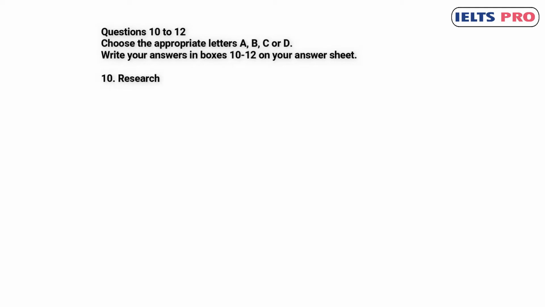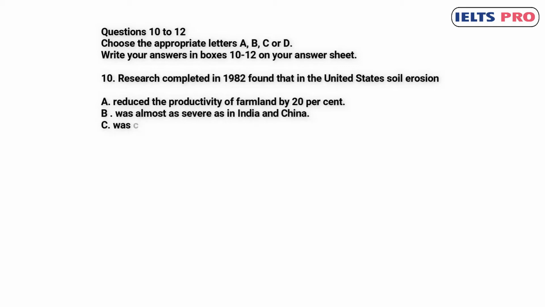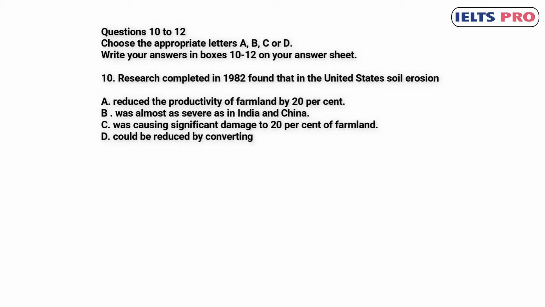10. Research completed in 1982 found that in the United States soil erosion A. reduced the productivity of farmland by 20%. B. was almost as severe as in India and China. C. was causing significant damage to 20% of farmland. D. could be reduced by converting cultivated land to meadow or forest.